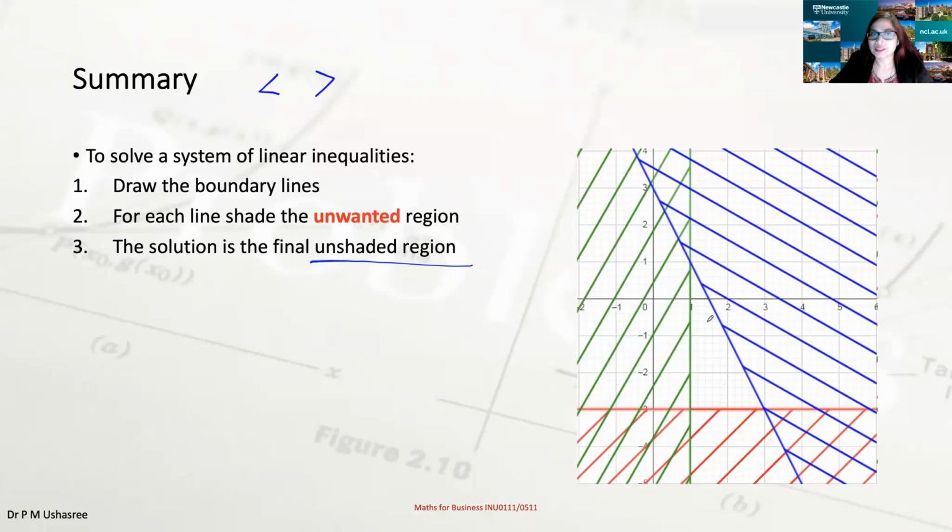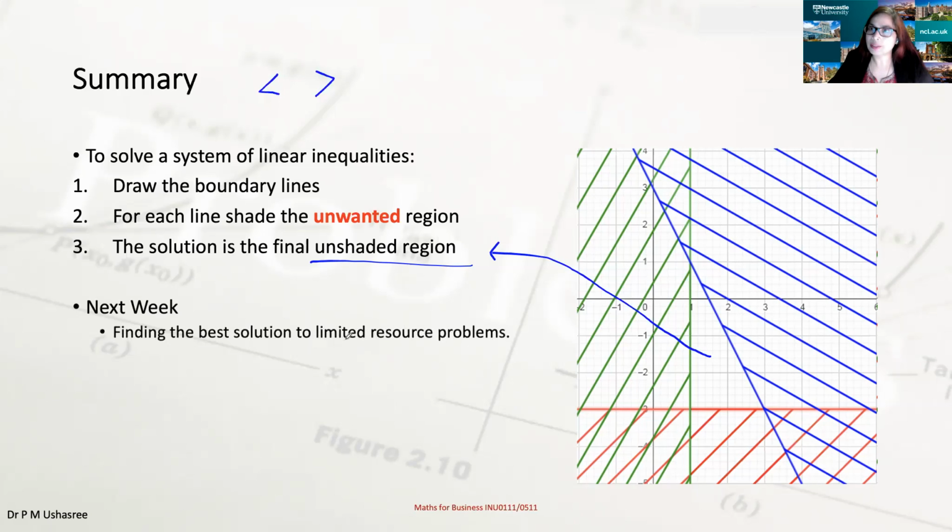So that is your critical region. This is your critical region, the unshaded region, and that is where your solution will be, depending on the constraints. We're going to see some problems to understand that. Finding the best solution to a limited resource problem depends on the constraints.